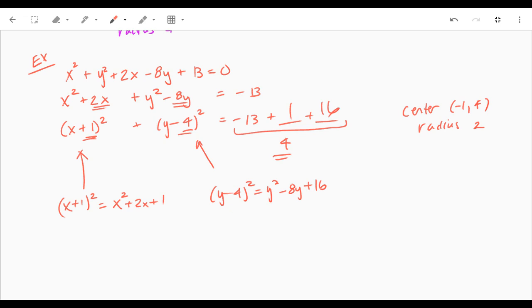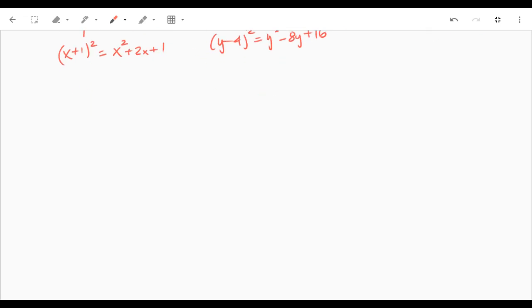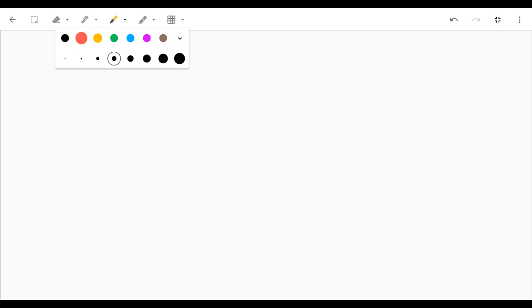Next one, more circles. The rest of these are all circles, remember. This next one is writing the equation of a circle centered at the origin, given its radius or a point on the circle.